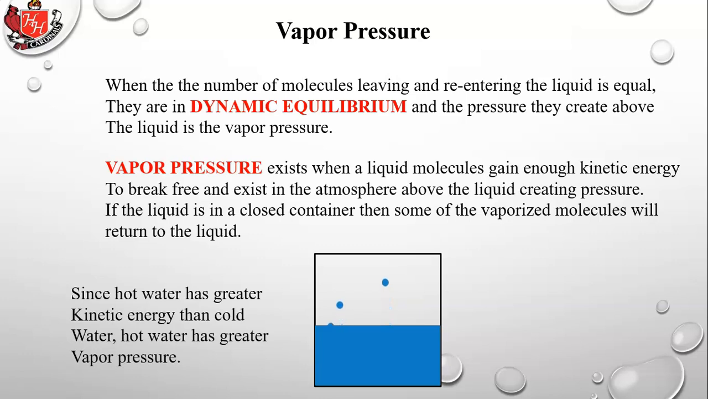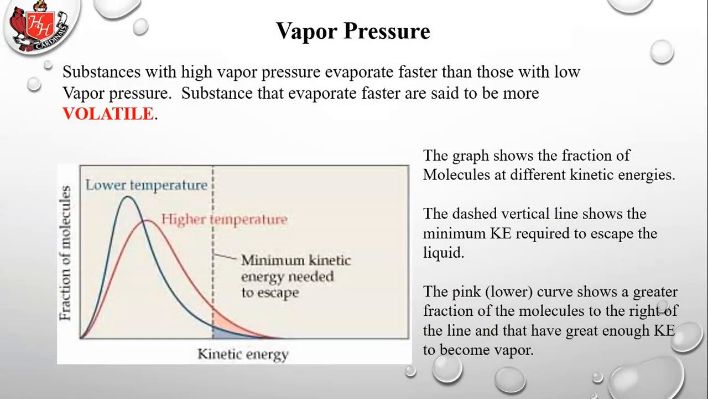Since hot water has greater kinetic energy than cold water, hot water has greater vapor pressure. Substances with high vapor pressure evaporate faster than those with low vapor pressure. Substances that evaporate faster are said to be more volatile. Now, you often hear the word volatile to mean it's something that's explosive or will catch on fire. That's not what it means in the chemistry sense. It means that it will evaporate more easily. That's higher volatility means it will evaporate more easily.